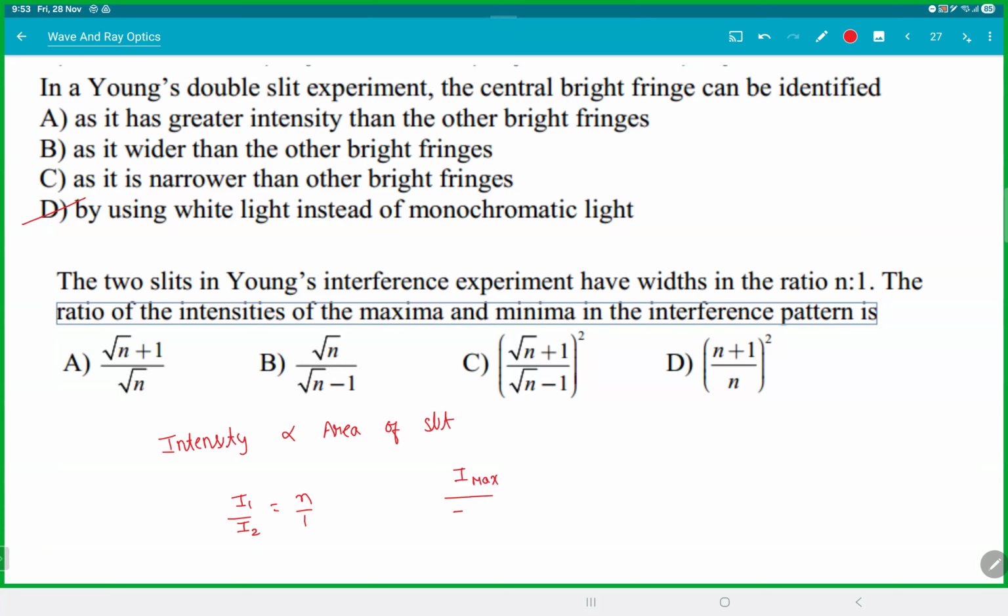Imax by I minimum, the formula will be root I1 plus root I2 whole square, over root I1 minus root I2 whole square. This is the first question which we did in wave optics, the interference. Substitute there, you'll get the answer. Proper mains level questions. Clear with us?